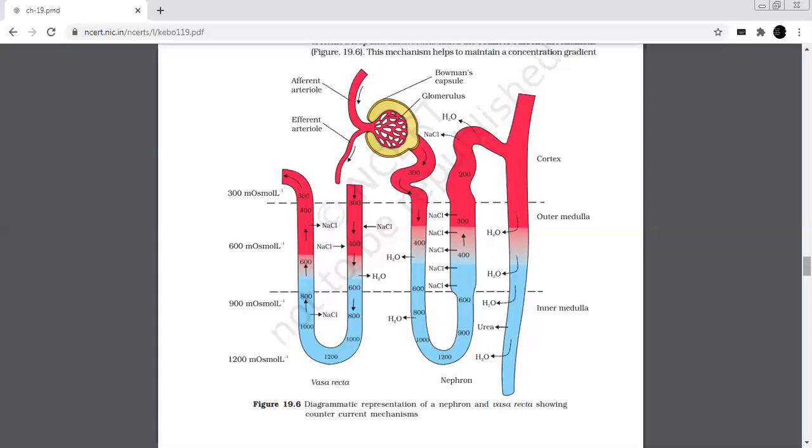The countercurrent mechanism helps in the maintenance of the concentration gradient in the medullary interstitium. The presence of such a gradient helps in the easy passage of water from the collecting tubule, resulting in the formation of concentrated filtrate, urine that is nearly 4 times more concentrated than the initial filtrate formed.